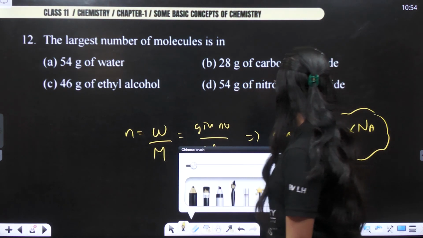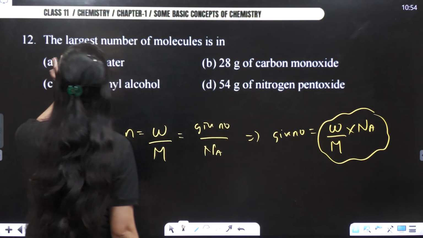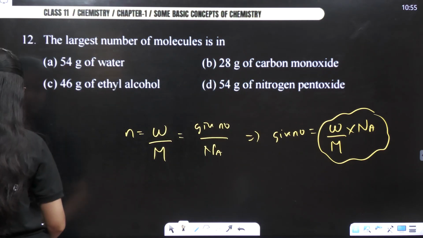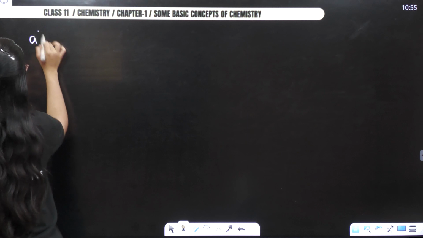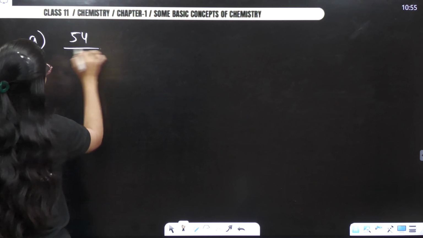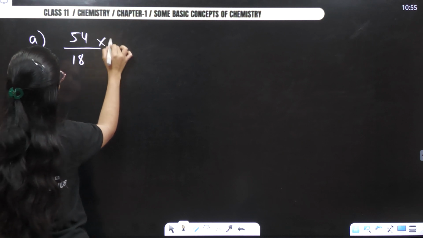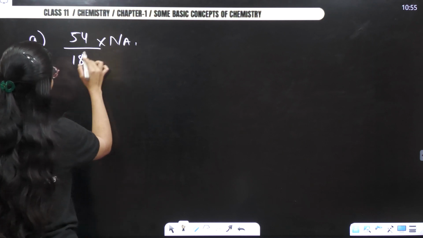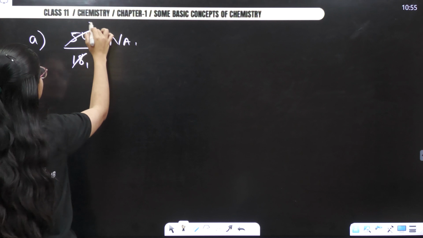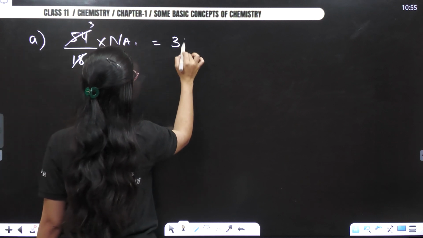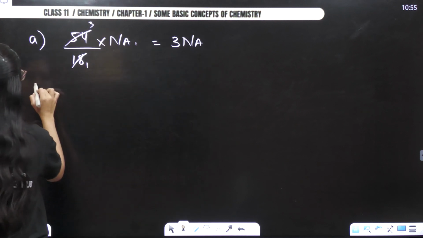So now let us calculate for this one. So 54 gram of water. 54 gram of water means here weight 54, molecular mass of water is 16 plus 2, 18, into Avogadro's number. So 18 threes are 54. So that is 3 into Avogadro's number, option A.